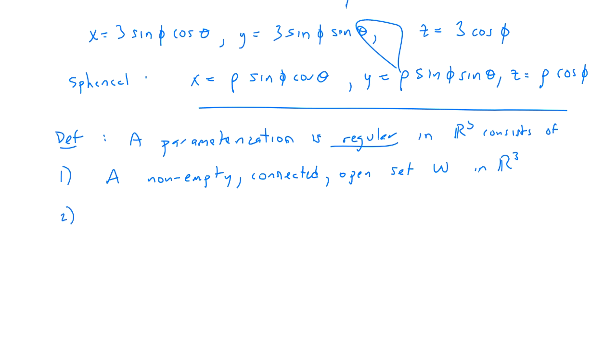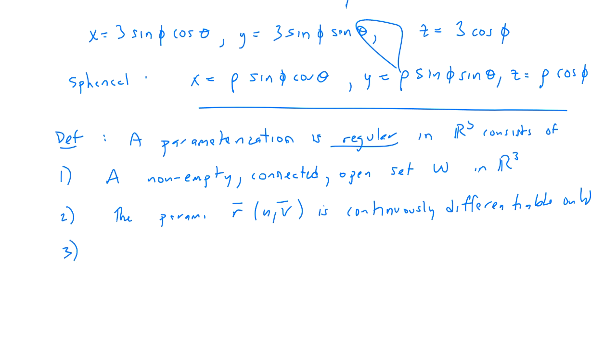Second is the main part. The parameterization of the 2 variables is continuously differentiable on W. And third one, which we'll need for 3.11, to show that we actually do get 2 separate ones, we need the 2 derivatives to be linearly independent.